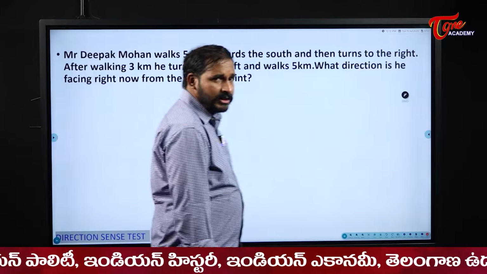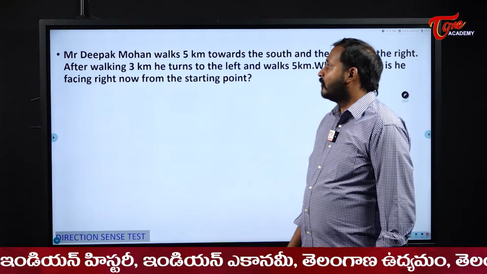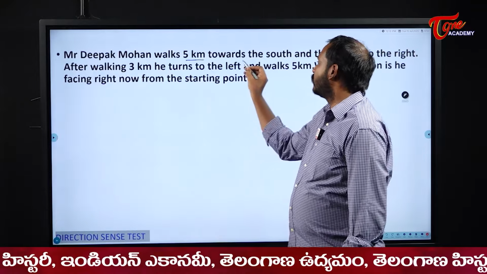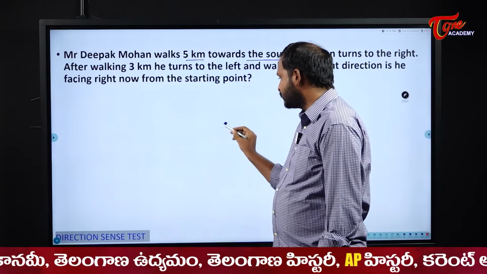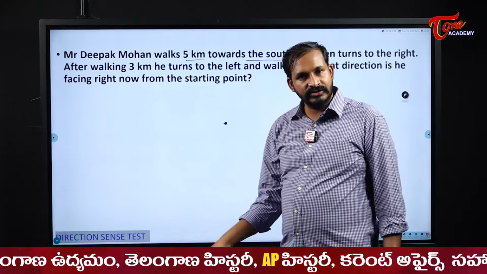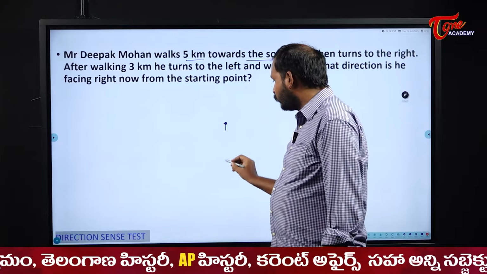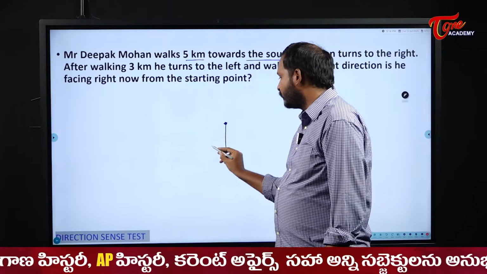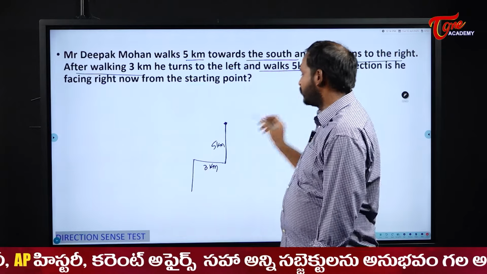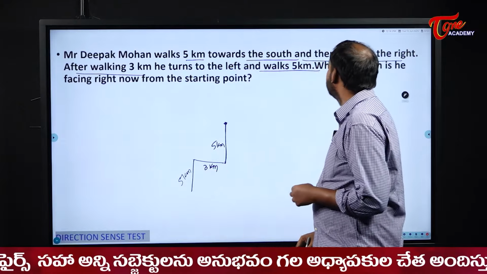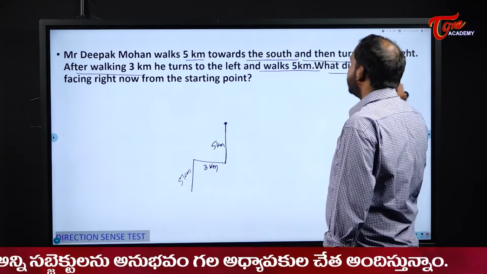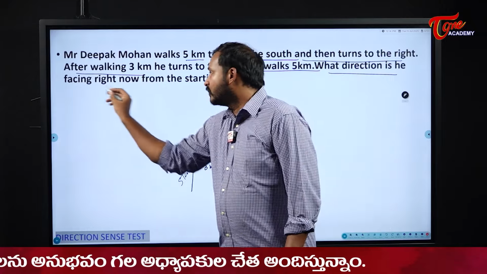Now, see here. Mr. Deepak Mohan walks 5 kilometers towards the south. Towards the south means what? Assume this is his point, this is his position. Towards south means what, students? Downward. He walked what distance? 5 kilometers. Okay.